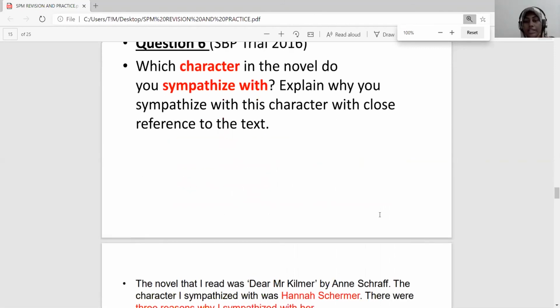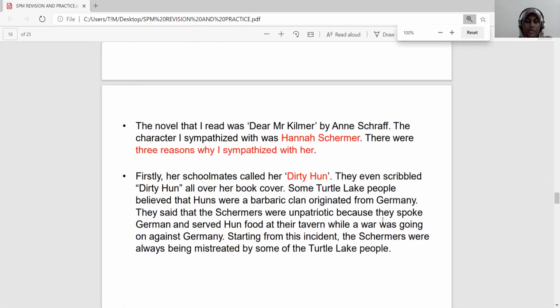Okay, let us look at the sample given. I mean, this is what I have done. All right. Okay, the novel that I read was Dear Mr. Kilmer. The character I sympathized with was Hannah Shermer. I have bolded it with red. There were three reasons why I sympathized with her. Look at the introduction. Very easy, simple introduction.